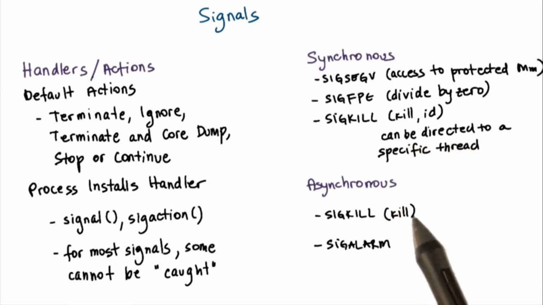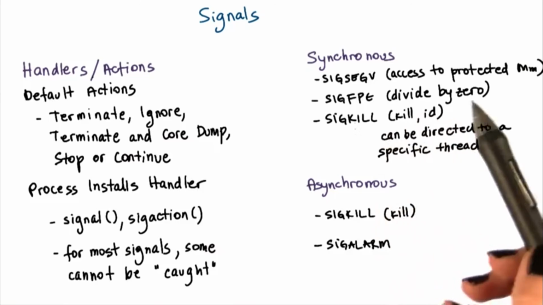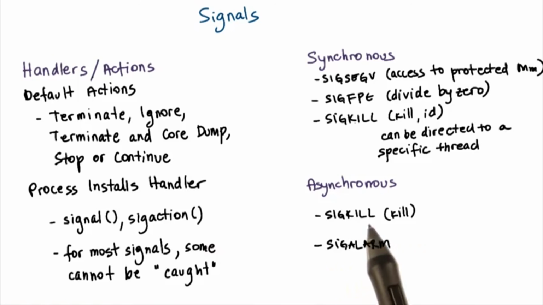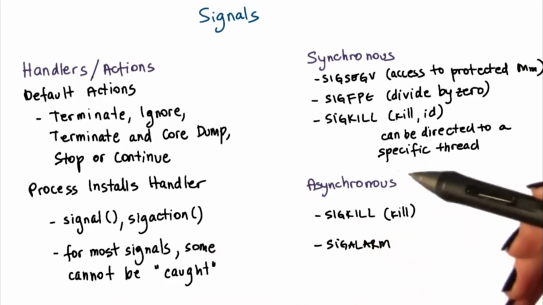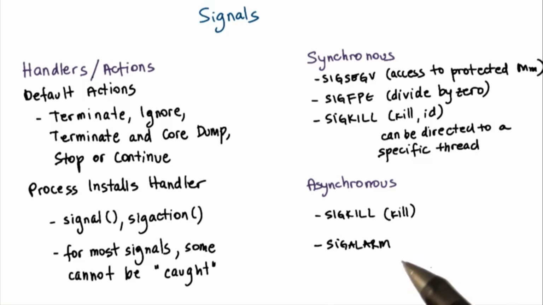There are also asynchronous signals. For instance, the same command kill that's used here to send a directed signal can also be used to cause a process to terminate. And from the process perspective, this is generated asynchronously. Similarly, a timeout that's generated as a result of a timer expiring is another example of an asynchronous signal.